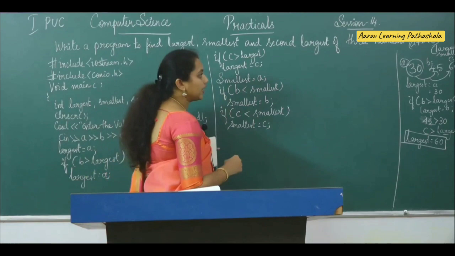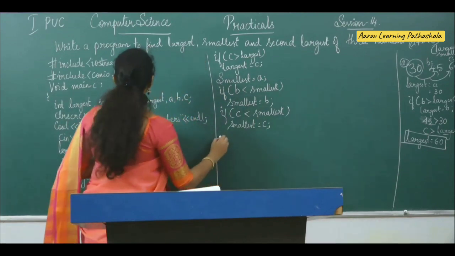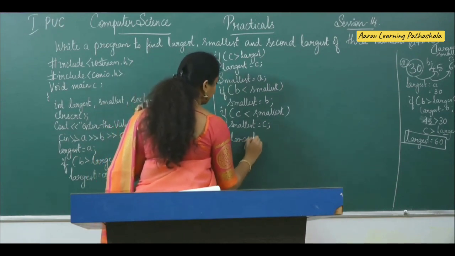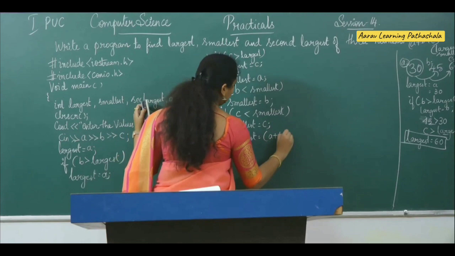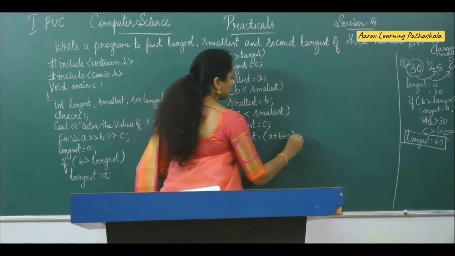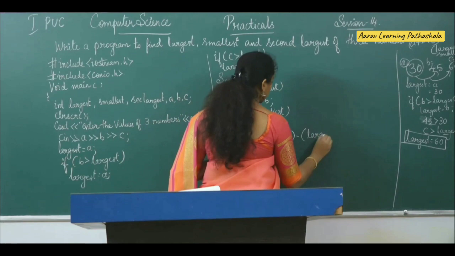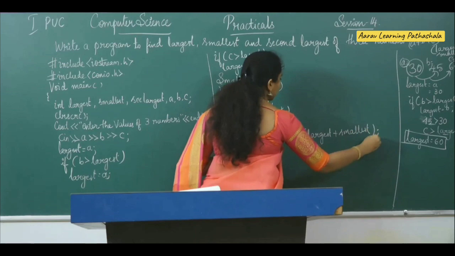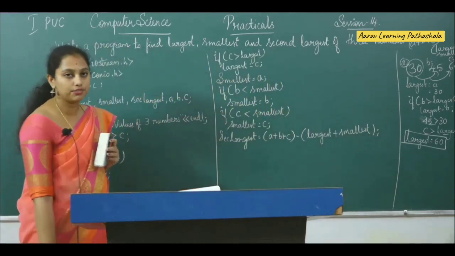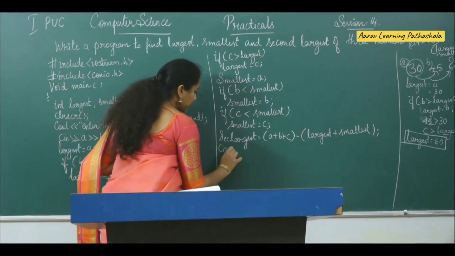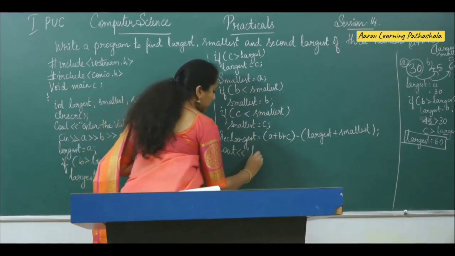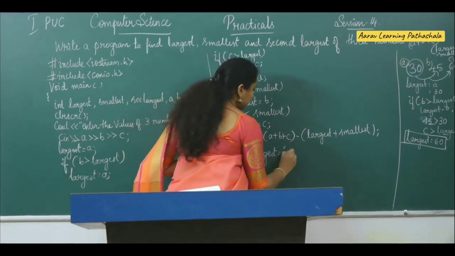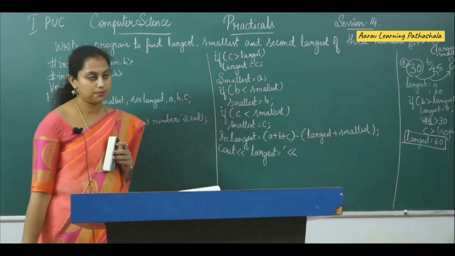Now find the second largest of three numbers. So what is the variable? Second largest is equal to A plus B plus C minus largest plus smallest. This is the formula to find the second largest of three numbers. Then print the largest, smallest and the second largest of all the three numbers.